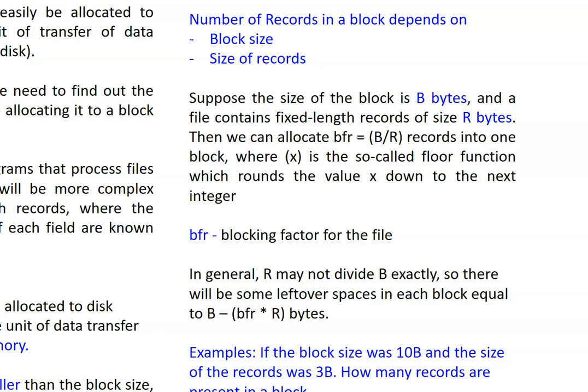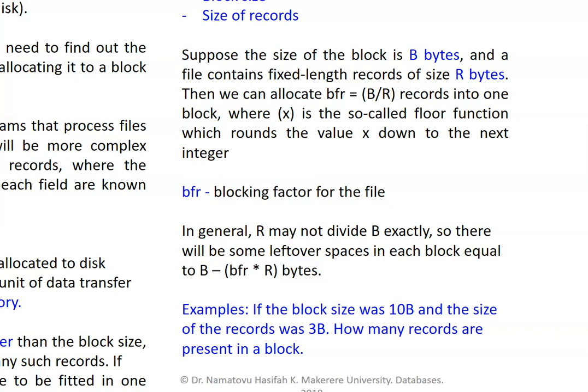So in general, R may not divide B exactly, okay? In other words, in general, the size of the record may not be divisible by the size of the block. That means that we shall have some leftovers in each block, which is equal to that formula.